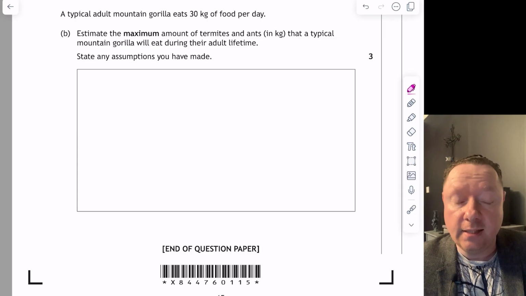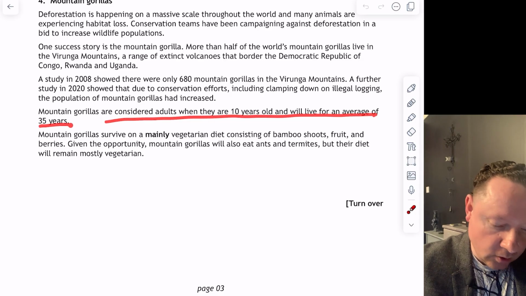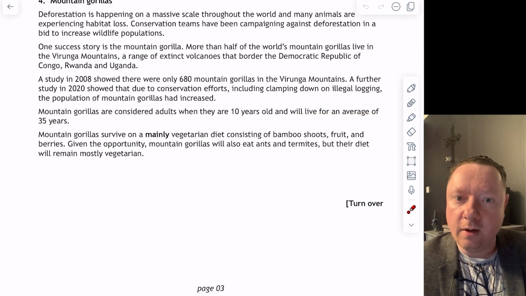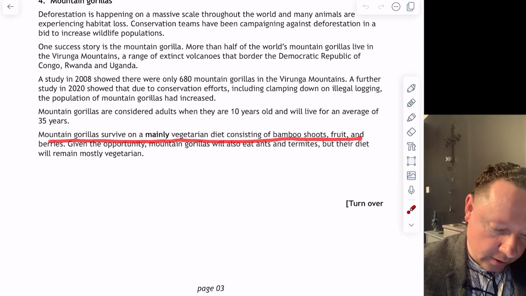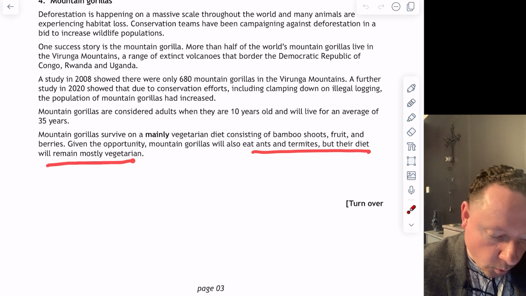So this is called a Fermi estimate. So we're looking from the second paragraph. Mountain gorillas are considered adults when they're 10 years old and live an average of 35 years. So there's a trick. It's not 35 to times by, it's 25, because they're adults when they hit 10. And the second trick, mountain gorillas survive mainly on a vegetarian diet consisting of bamboo shoots, fruits and berries. Given the opportunity, they will also eat ants and termites, but the diet will remain mostly vegetarian.